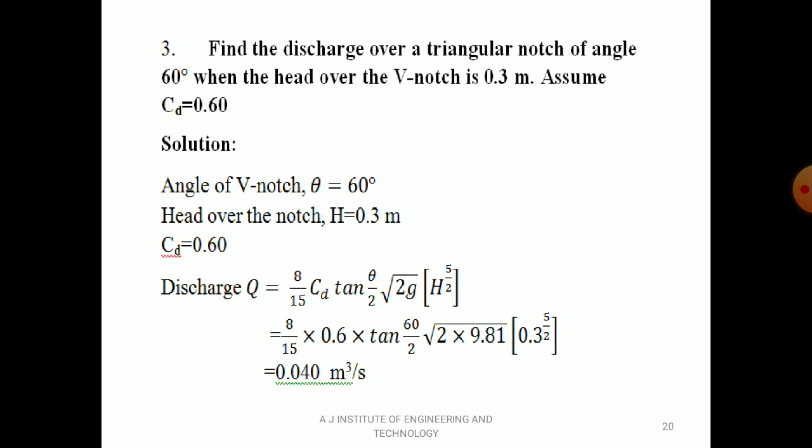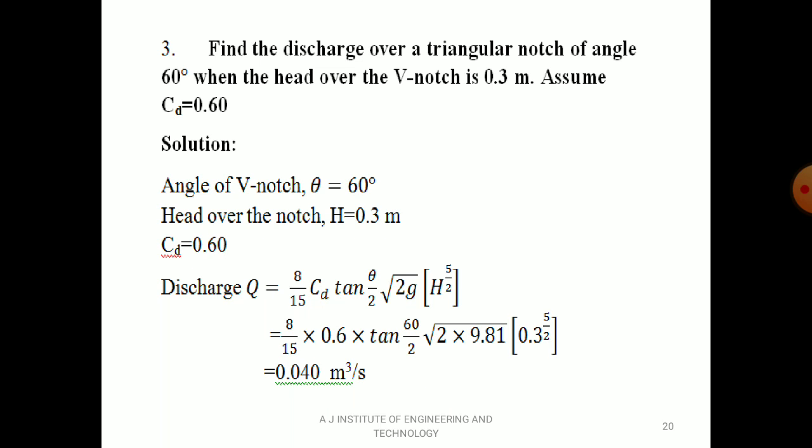So head over the notch H equal to 0.3 meter. Angle of V notch theta equal to 60 degree. CD equal to 0.60. Discharge Q equal to 8 by 15 into CD into tan theta by 2 into square root of 2g into H to the power 5 by 2. This formula you are supposed to remember here also, for rectangular notch and triangular notch.